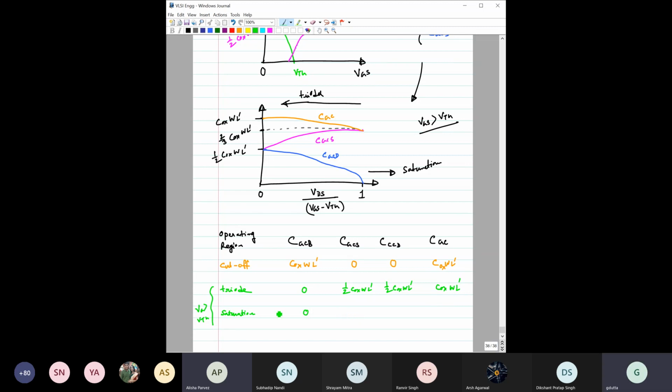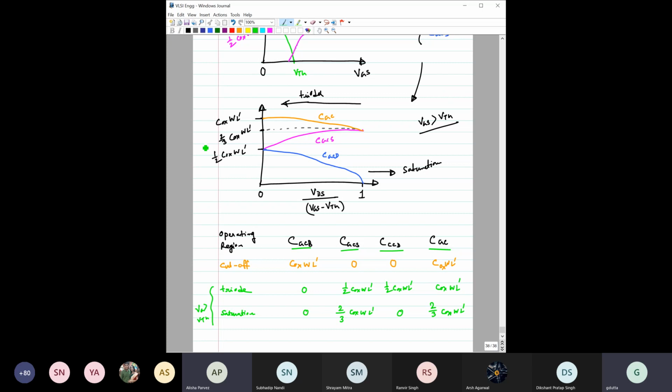And when it is in the saturation, then we have seen this CGS would become two thirds of Cox WL dash. This would become equal to 0, and so the total capacitance would become Cox WL dash only, right? So we have seen how these capacitances are behaving, and if you know the region of operation, then you should be able to find what the expected gate to channel capacitance would be for a MOSFET.